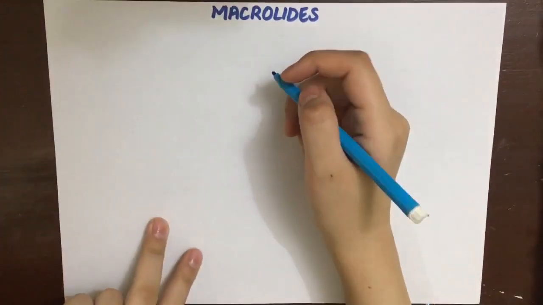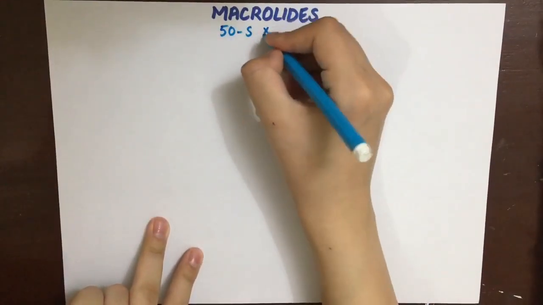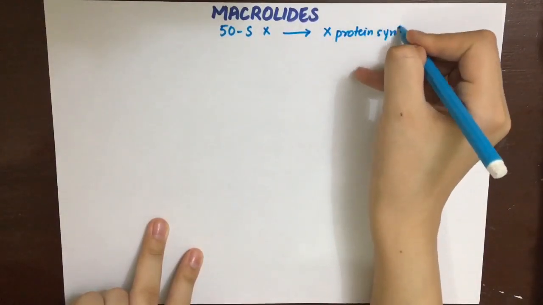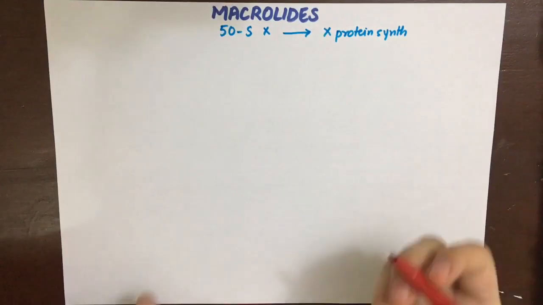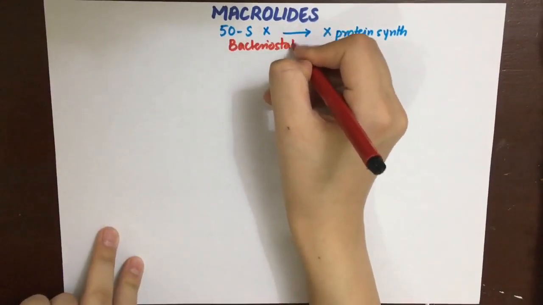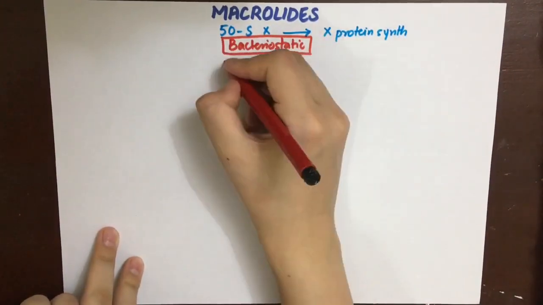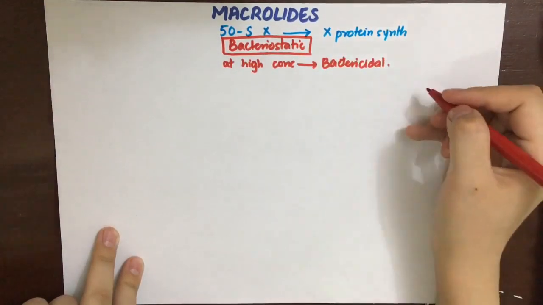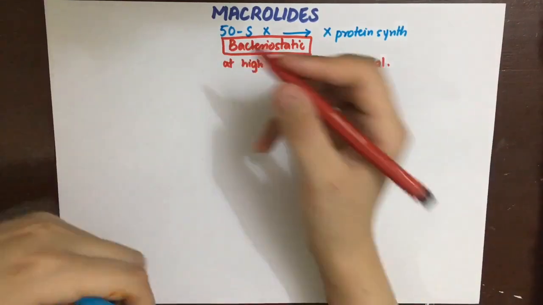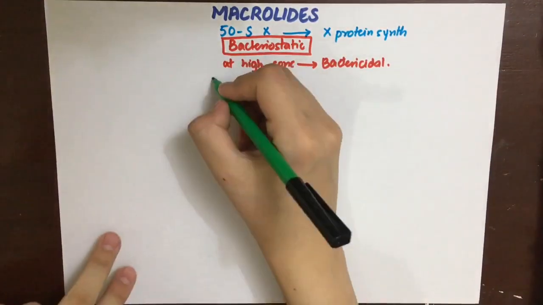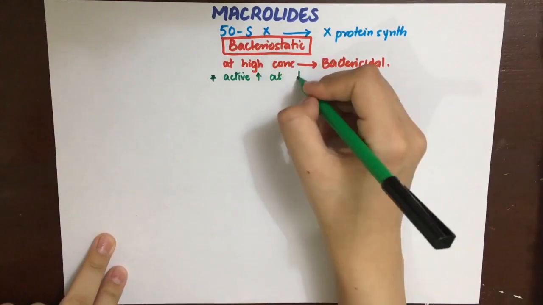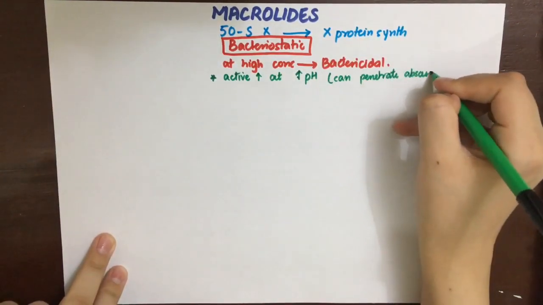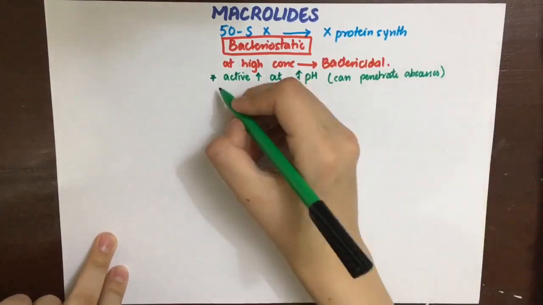After chloramphenicol, the second class of drugs that also act on the 50S subunit of the ribosomes and thus inhibit protein synthesis are macrolides. They are as well bacteriostatic in nature, but at high concentration they can also act as a bactericidal agent. Macrolides at high pH are very active and thus can penetrate abscesses and can be used when abscesses cannot be drained. At low pH, they are degraded, that is, in the stomach.